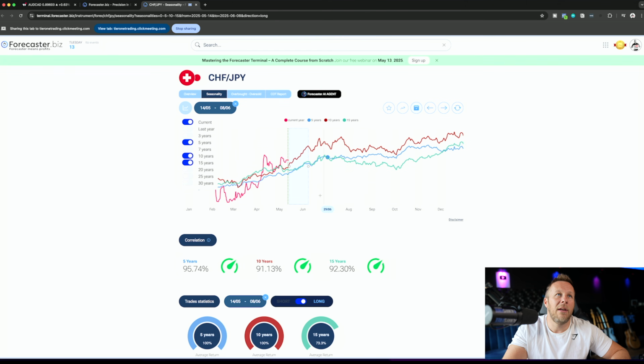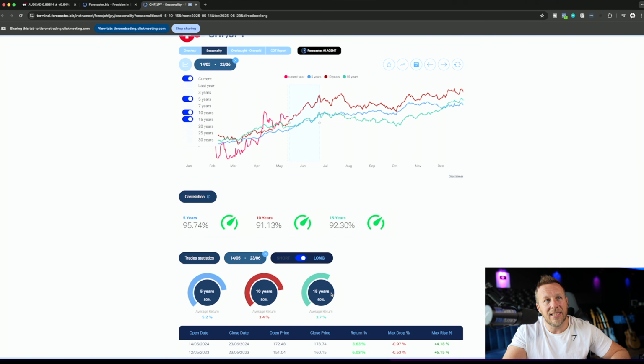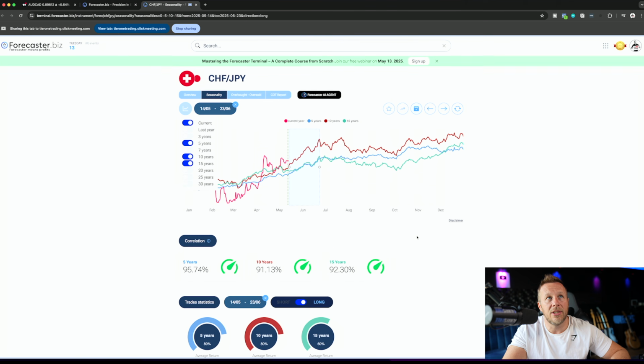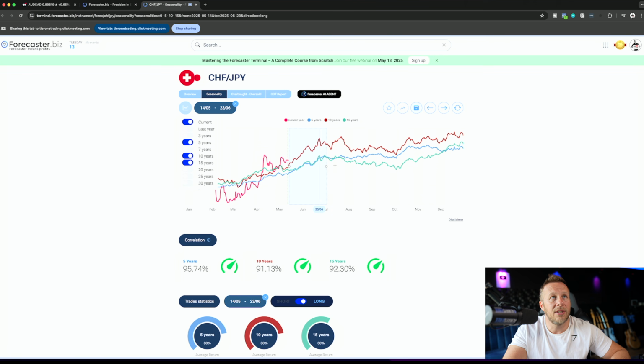Okay, if you were to go from here to maybe take a bit of a longer term move till end of June, you've got 80, 80, 60, still high correlation. And again, you can take this as far as you like, but you can play around to optimize the best window to get in and out.